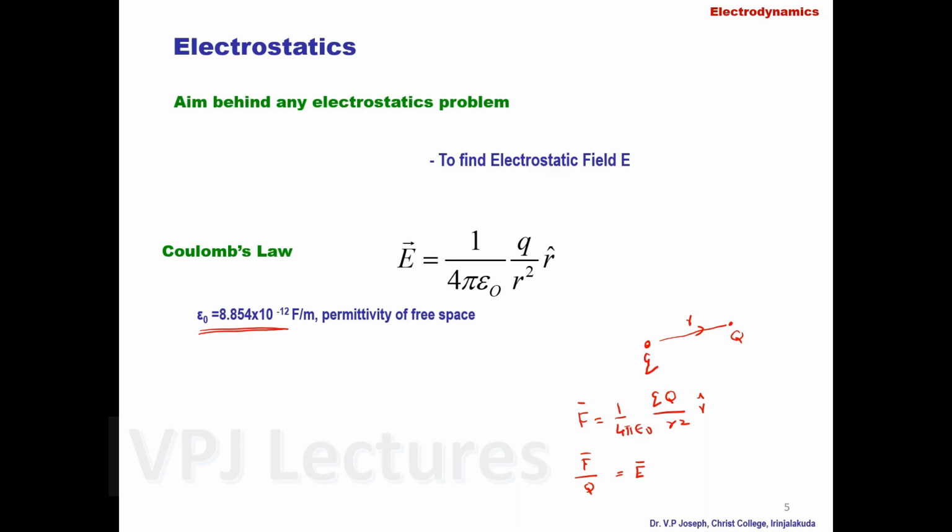For free space, epsilon 0 has the value 8.854 × 10⁻¹² farad per meter. In the case of a material medium, we will represent it in terms of epsilon, and we will define another constant epsilon r, which is epsilon divided by epsilon 0, and this is called the dielectric constant or the relative permittivity of the medium. That decides the field concentration inside the region, and microscopically it is related to a property of the medium called polarization.